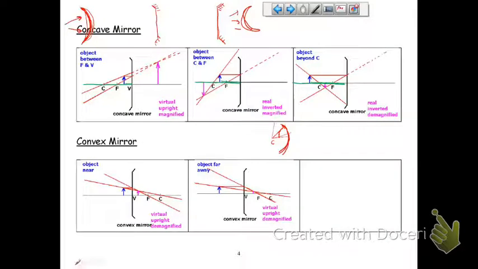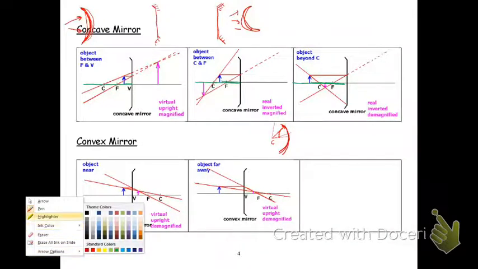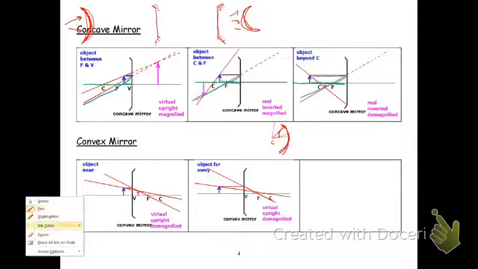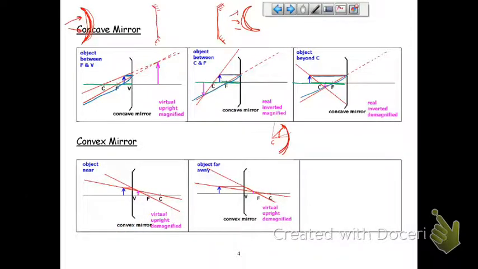I always get the same idea behind it. The ray that goes parallel to the axis always goes along and then through the focal point. And then my third ray always goes through the top of the object and the center of curvature. Now notice the quite different result in this third diagram.